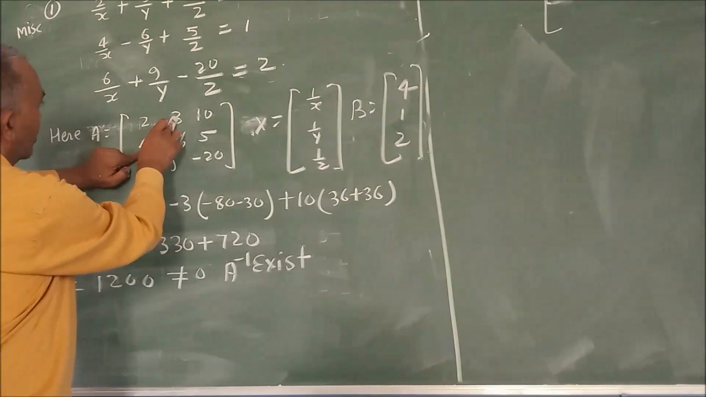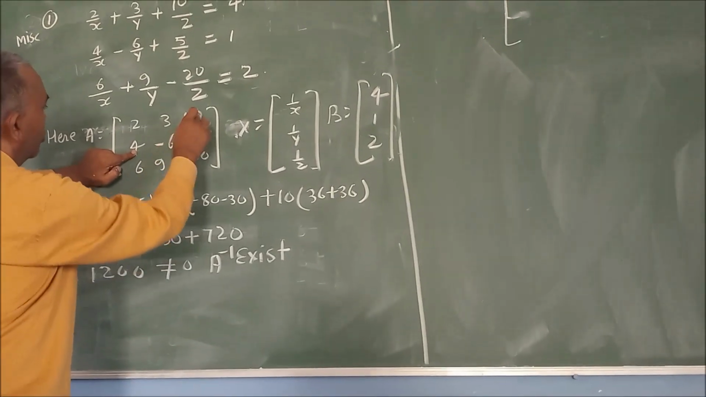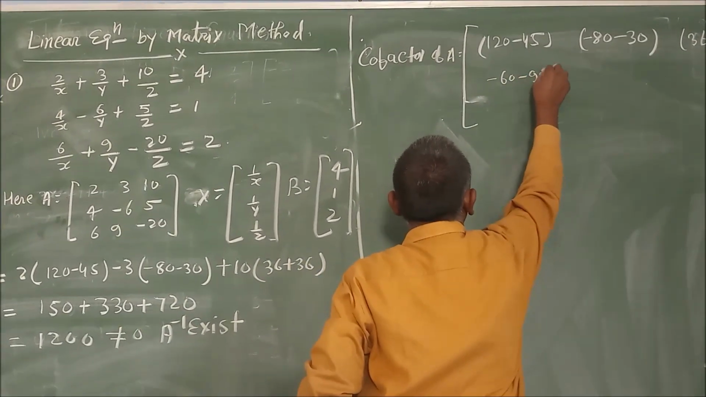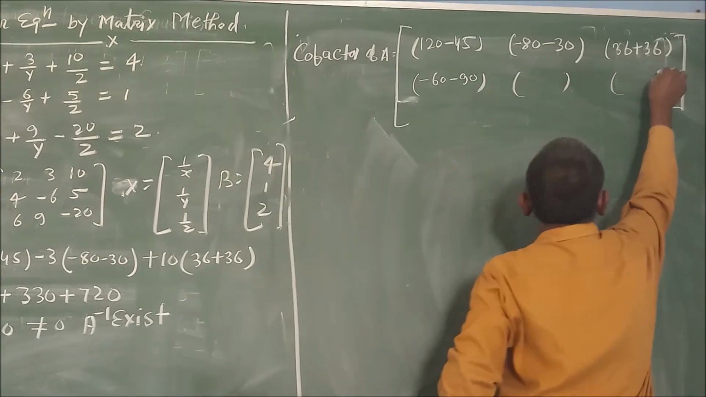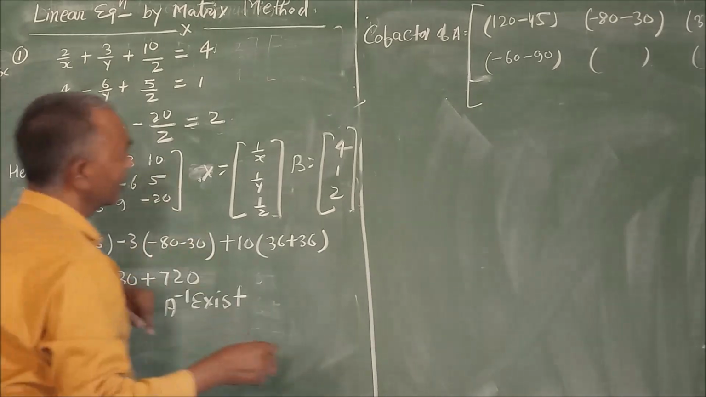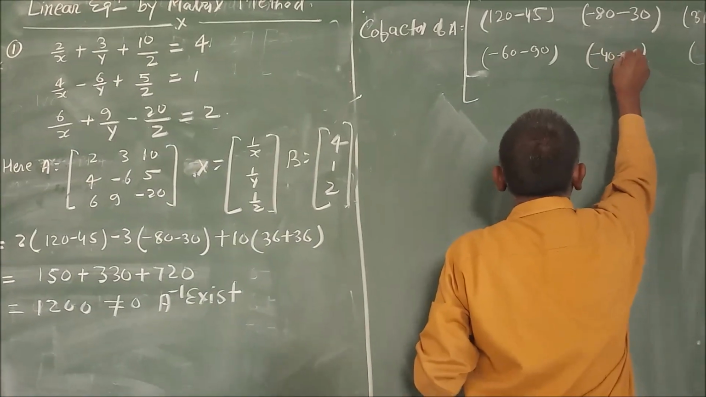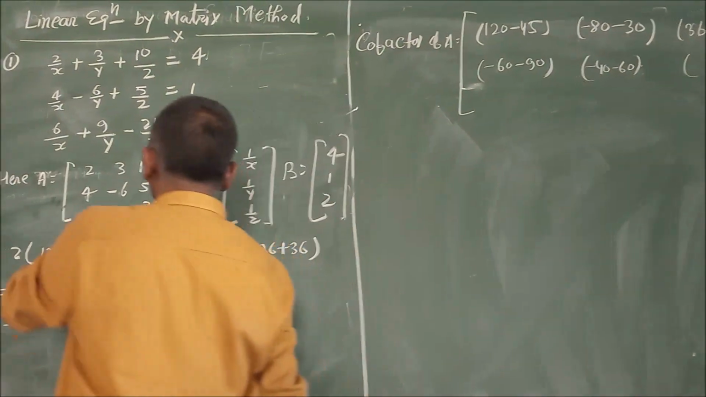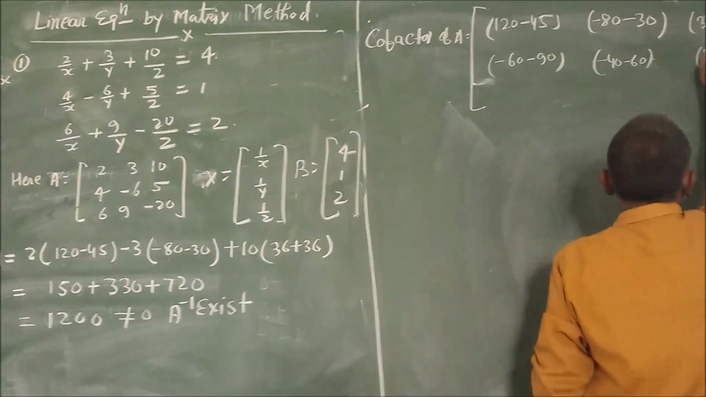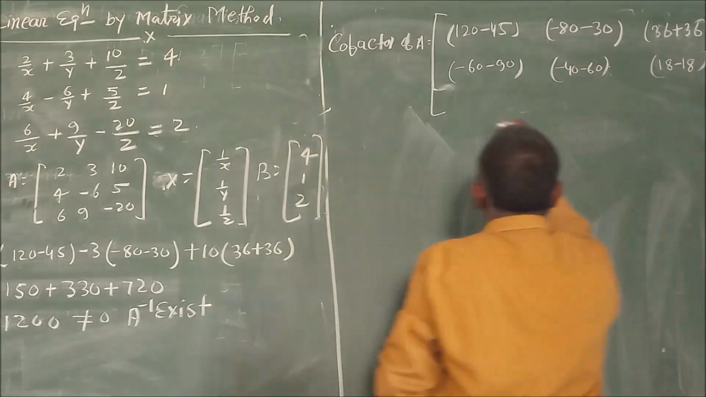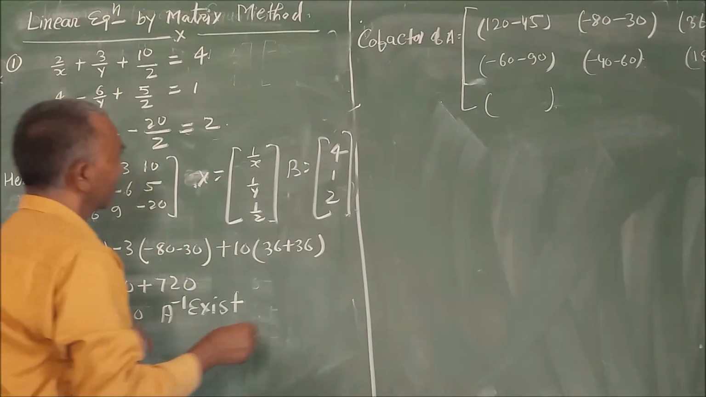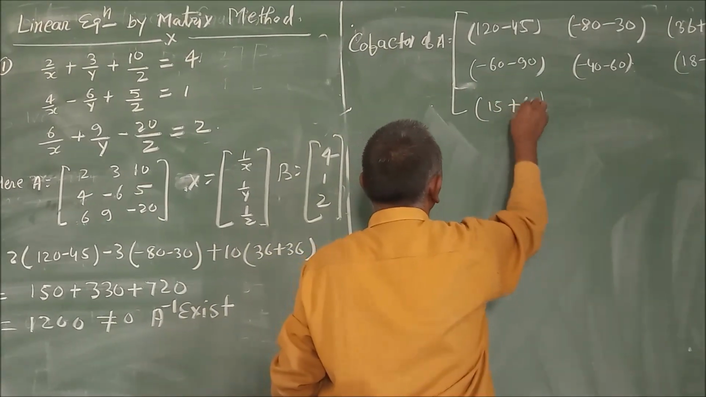Now for this 4, 3 into minus 20 is minus 60, and 9 into 10 is 90, minus 60, minus 90. And after that we will write for this minus 6, for this minus 40, minus 60. And after that for this 5, this is your 18, minus 18. And after that for this 6, this is your 15 plus 60.